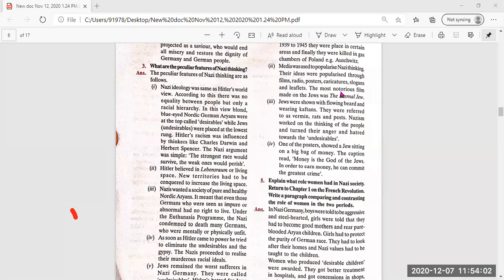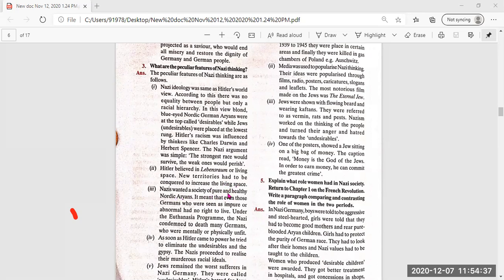The pure Aryan people were called high class people, they were given more preference and considered desirable, whereas the other people, Jews and all, were considered undesirable. And Hitler believed in Lebensraum, or living space. Living space means new territories had to be conquered by Hitler to increase the living space so that the people can get enough space to live.